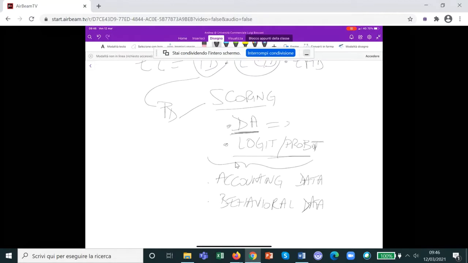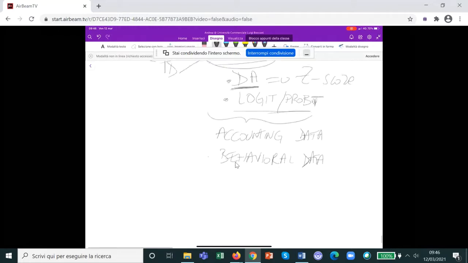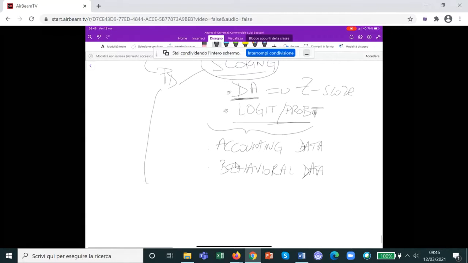And for example, a very famous discriminant analysis model is the Z-score introduced by Ed Altman that you may have heard about. Okay. So the first family of models we'll focus our attention on is scoring models. Second, we will look at capital market models, i.e., models that look at capital market data, okay?